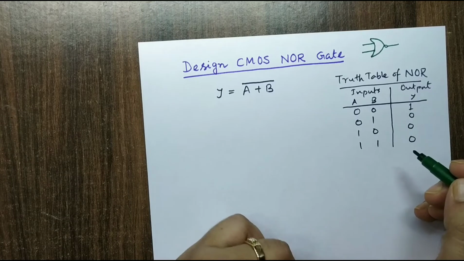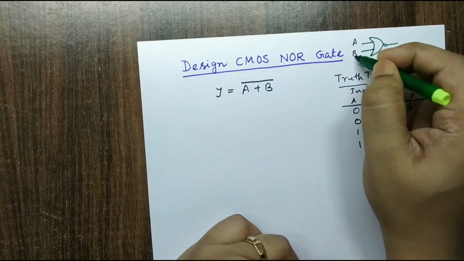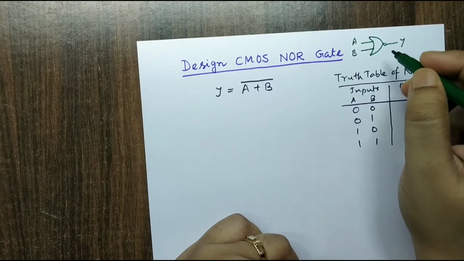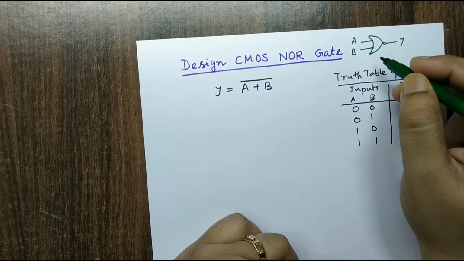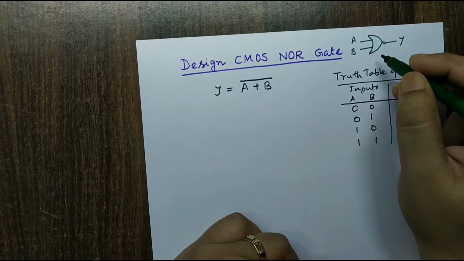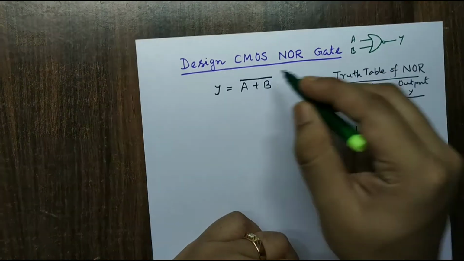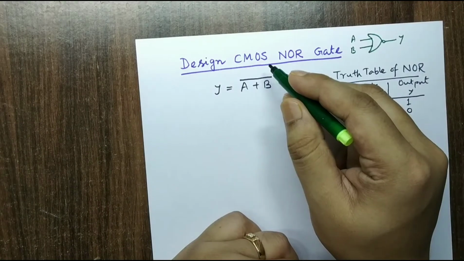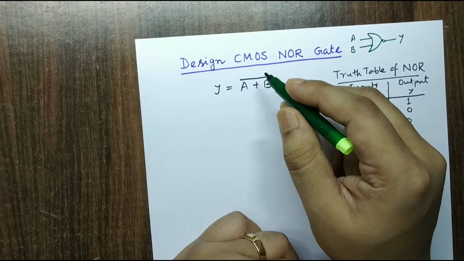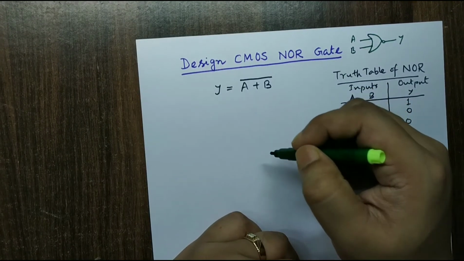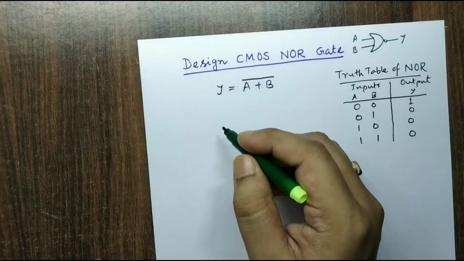Now, assume that the inputs are A and B, and the output is Y. This is the digital gate that we studied in digital electronics lectures. In this video, we are going to design this digital gate using CMOS, that is complementary metal oxide semiconductor field effect transistors. CMOS is a combination of PMOS as well as NMOS transistors. So let us go by the design rules.